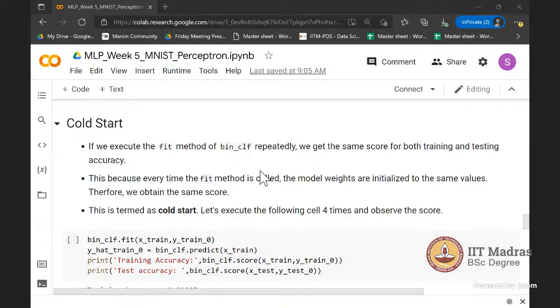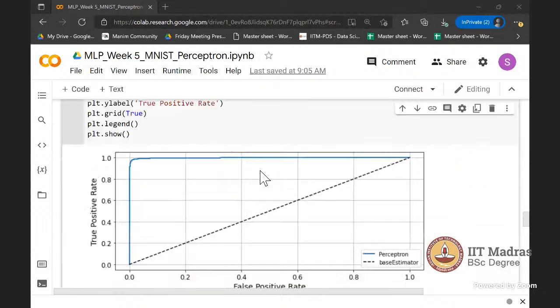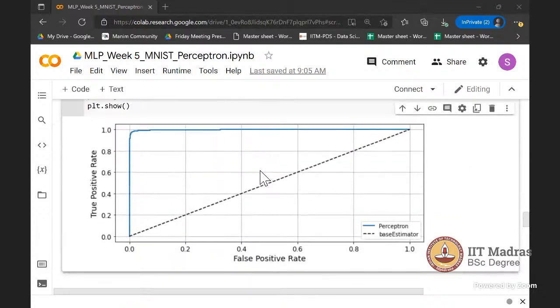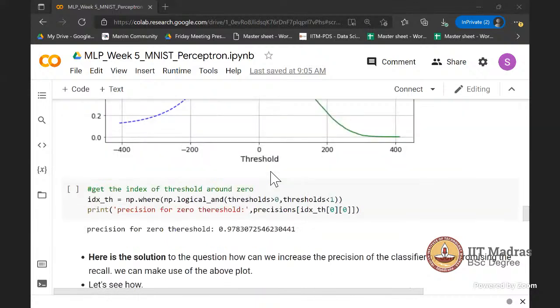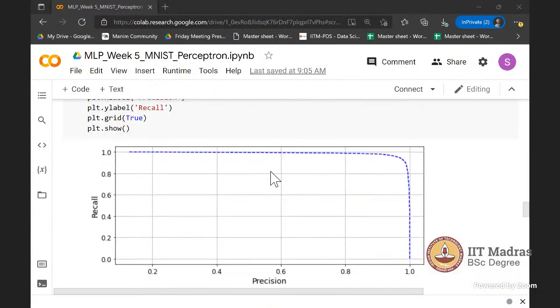Yes. Okay. So Rajiv, I think the answer to the question how to construct this chart is the same as that of how to construct this chart. Okay. Okay, sir.